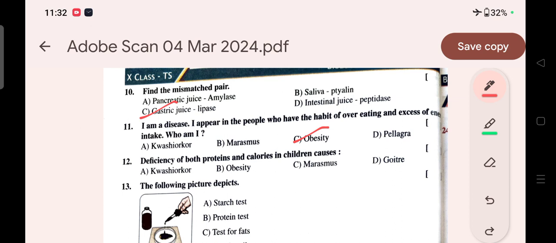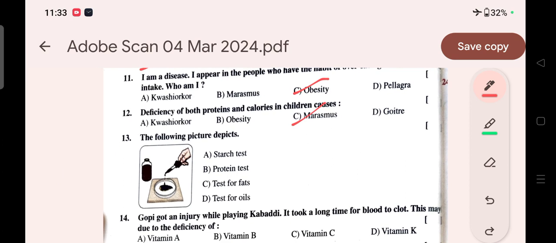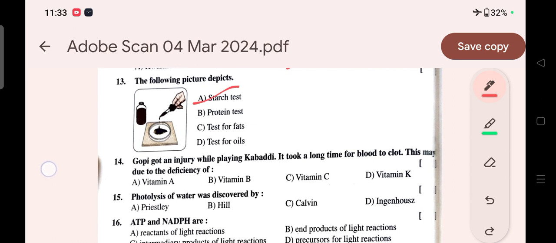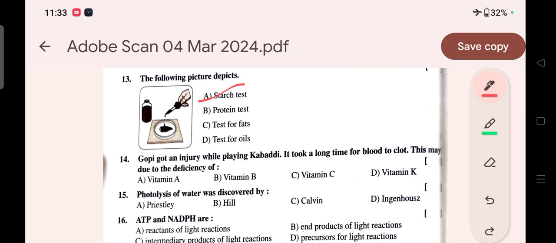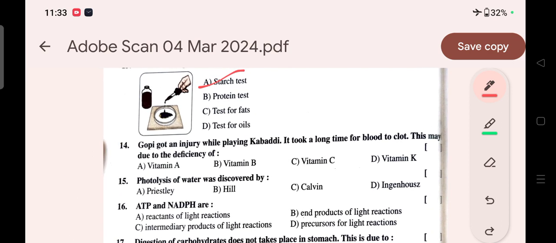Deficiency of both proteins and calories in the child: marasmus. Only proteins, then kwashiorkor. Overeating, then obesity. Next, the following feature depicts the starch test. A is the correct answer. Gopi got an injury while playing kabaddi. It took a long time for the blood to clot. This may be due to the deficiency of blood clotting vitamin K.